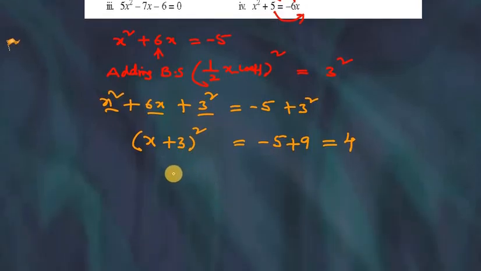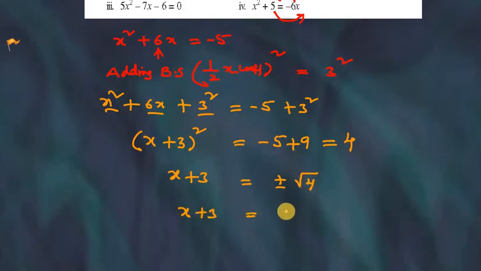So next, the square becomes square root. So x plus 3 is equal to plus or minus root 4. So x plus 3 is equal to plus or minus 2. Square root of 4 value is 2. So I want the x value, that is equal to minus 3 plus or minus 2.